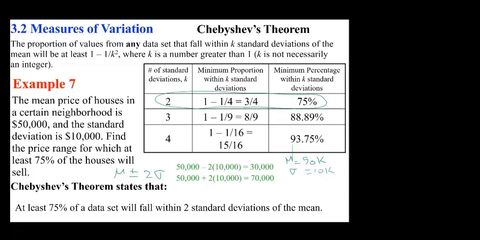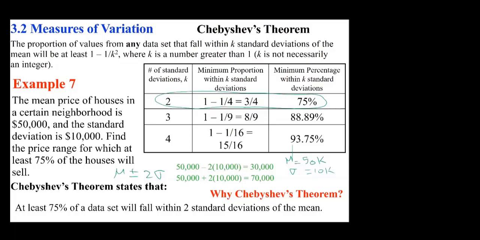What we need to know now, why Chebyshev's theorem? Oh, I was just going to say that it's because it's asking to find the price range for at least 75% of the houses that will sell. So we want to know a certain percentage of the range that we have. So we need to find the values that will be within that 75%. So that's why we use Chebyshev's theorem.